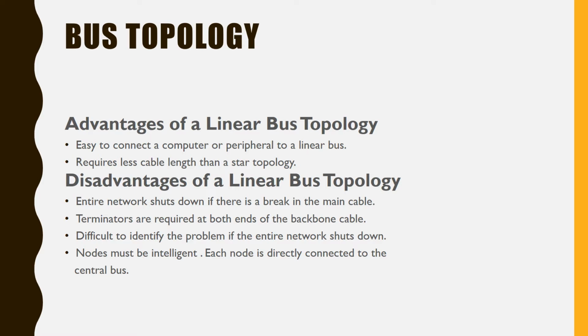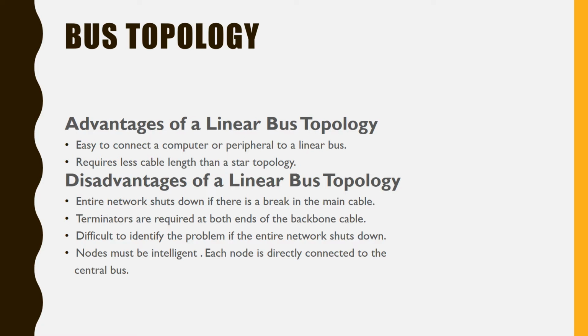Now, there are some disadvantages apart from the advantages of the bus topology. The first disadvantage of bus topology is that the entire network shuts down if there is a break in the main cable. If by chance the main cable of the topology starts malfunctioning, then the whole network is down. That means all of the nodes after the breakage, from the point where you are experiencing some problem, then the whole network becomes down.